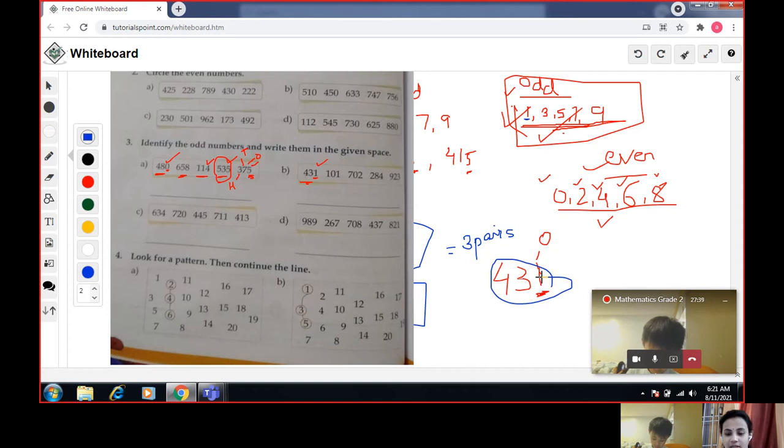Is it clear? Yes. So this is the odd number. Now tell me the second number, 101. Is it even or odd? I think it's odd. Why is it odd? Because in the ones place there is one, and one comes in the odd numbers. This is odd.